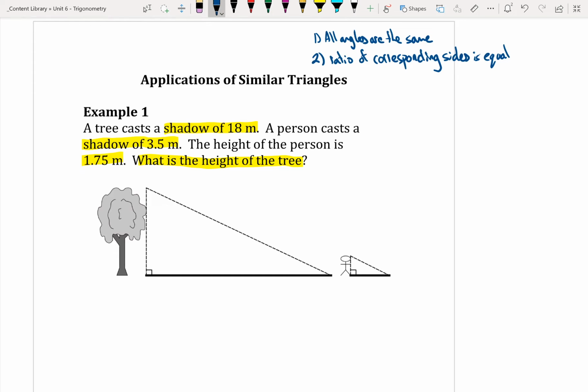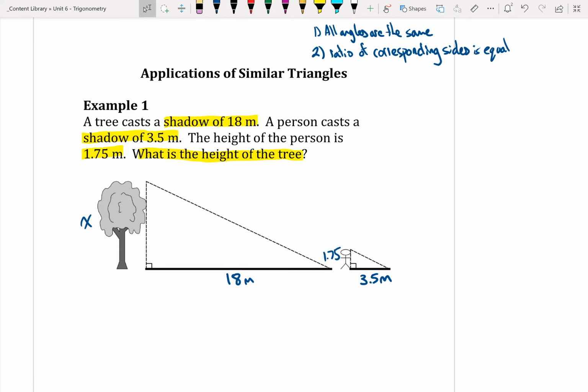So let's put this information into our pictures. So the shadow of the tree is 18 meters. The person casts a shadow of 3.5 meters. The height of the person is 1.75. And we don't know what the height of the tree is, so we'll put X for that. You can put H, you can put any letter you want, you can put a question mark. The idea is that's what we're looking for.